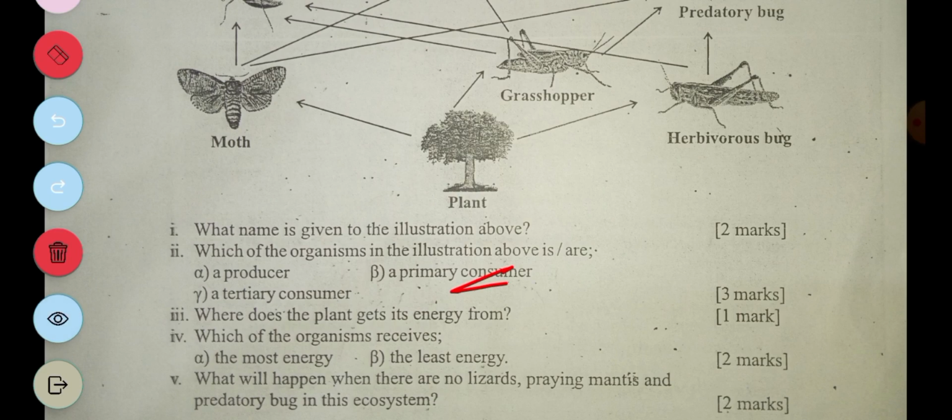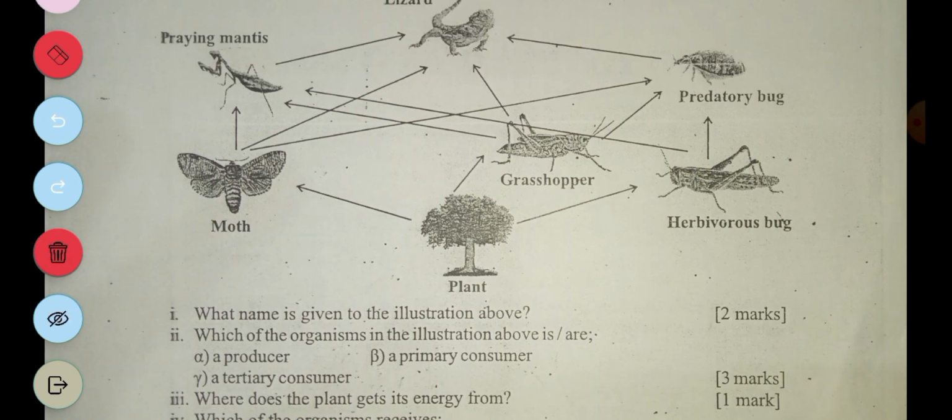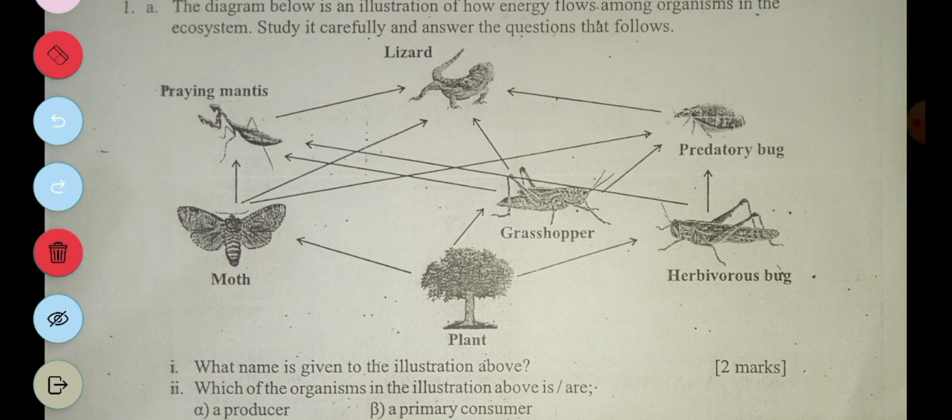Then with the primary consumer, you have the moth, grasshopper, the herbivorous bug. How do I know? Realize that they are all depending directly on the plant. Then the next one is the tertiary consumer. The tertiary consumer here is the lizard. Why? Because it's the apex predator. It's found at the peak of the food web.